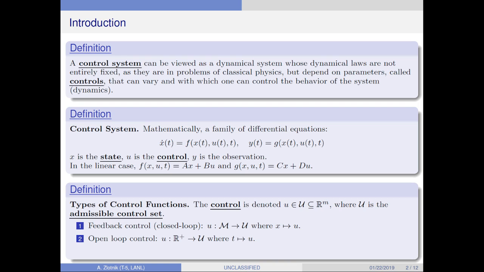Then there is open loop control, where u is a mapping from time to the control space, and it is independent of the state at any given time. Finally, one can design a control which is a combination of both types. That is, the control may depend on time as well as the instantaneous state of the system.